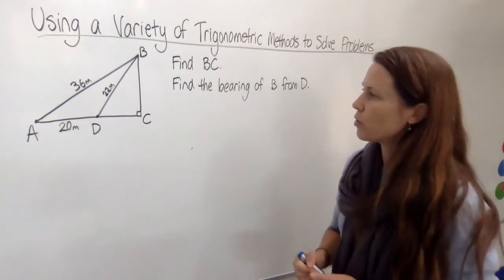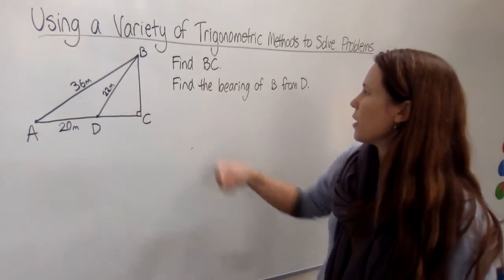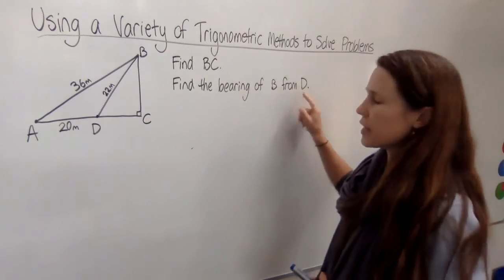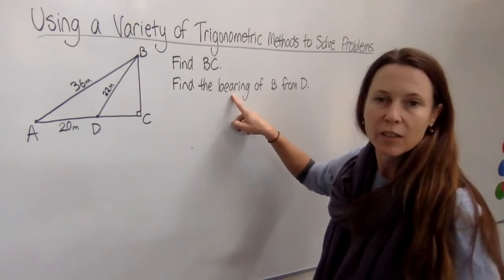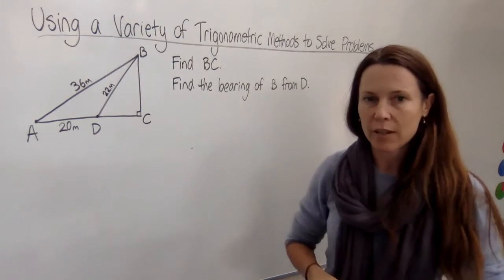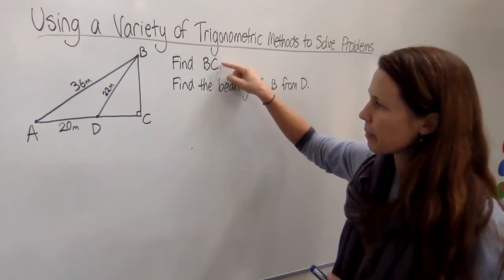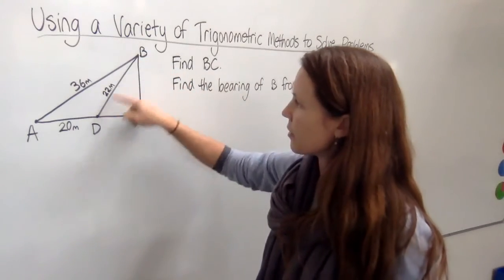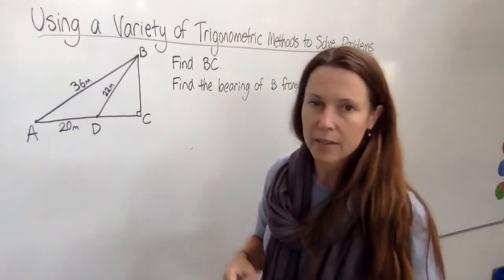In this example, we have two things to find. We need to find this length BC, and we also need to find the bearing of B from D. Now, this is a good example of a question where reading ahead and seeing what you're going to need to do second maybe helps you to save a little bit of time with the first part, because you've got a choice here with finding BC. Now, you don't know enough about anything in this triangle to find BC straight off, so you need to use this triangle ABD to start.